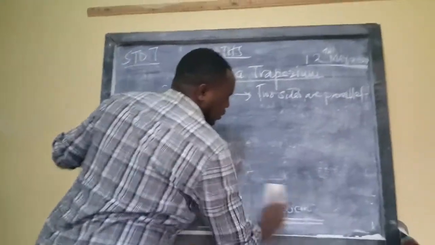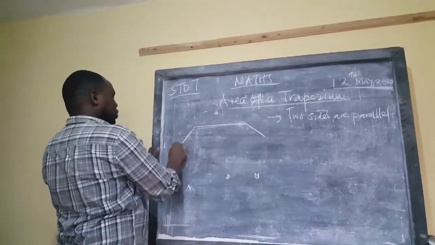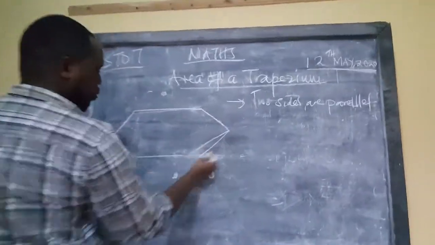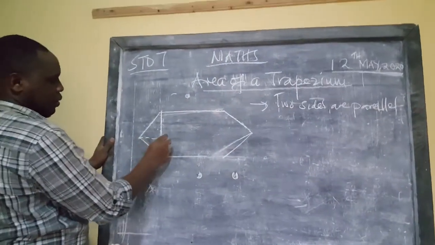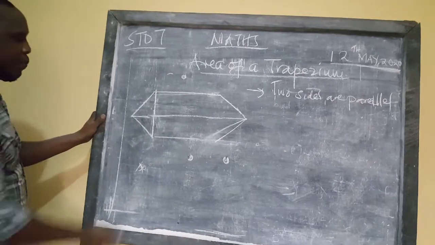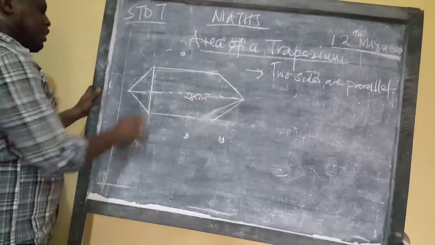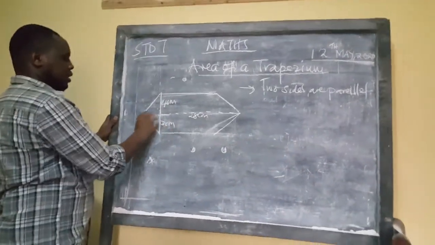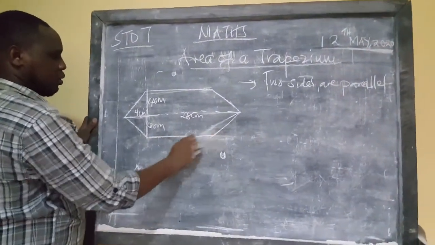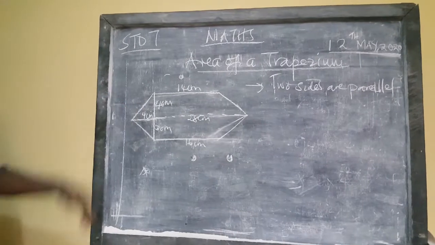Another one, for example, you are given a trapezium, a shape like this. You can see that shape, but this is a dotted line. You are given this to be 28 centimeters, and this is 4 centimeters, 3 centimeters, this is 4 centimeters, this is 16 centimeters, and this is 14 centimeters. You are asked to calculate the area of this particular figure.